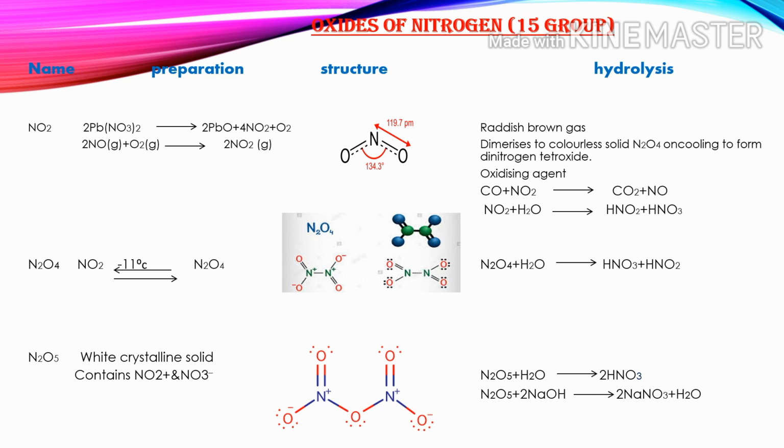And the next oxide is nitrogen pentaoxide. The formula of nitrogen pentaoxide is N2O5.